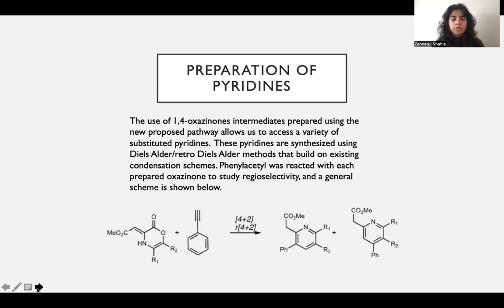So again, for the preparation of pyridines, we used the oxazenone that we just talked about using the new scheme, and a model alkyne, phenylacetylene, to do a cycloaddition/cycloreversion to afford us the two regioisomers, a 2,4 isomer and a 2,3 isomer, basically based on where the phenylacetylene is adding.